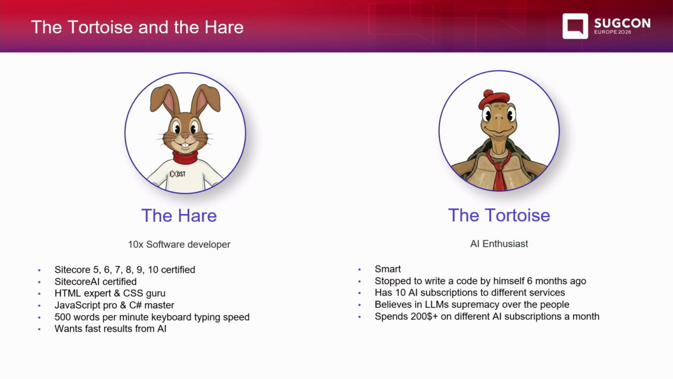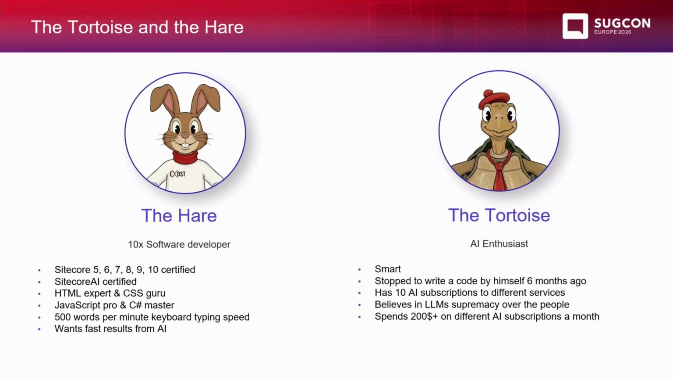To help illustrate our journey, we brought 2 characters with us today. In the left corner, we have the hair. He is a 10x software developer who writes code faster than a team of 10 people. He has all available Sitecore certifications from version 5 through 10. He's an undisputed CSS guru and HTML expert. He's the kind of guy whose brain and fingers are good enough. At the same time, he has no problem turning to AI when needed for specific tasks.